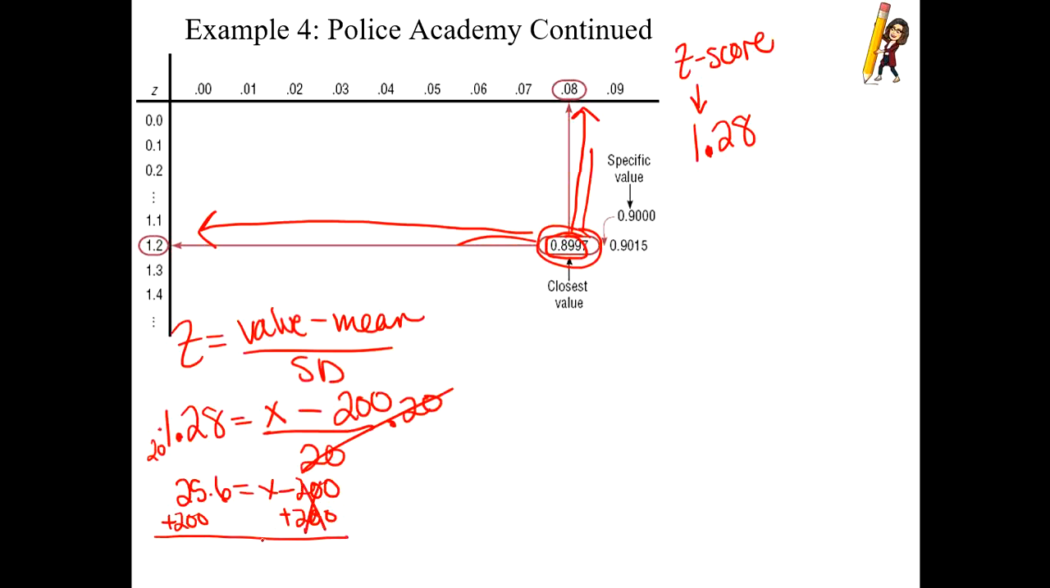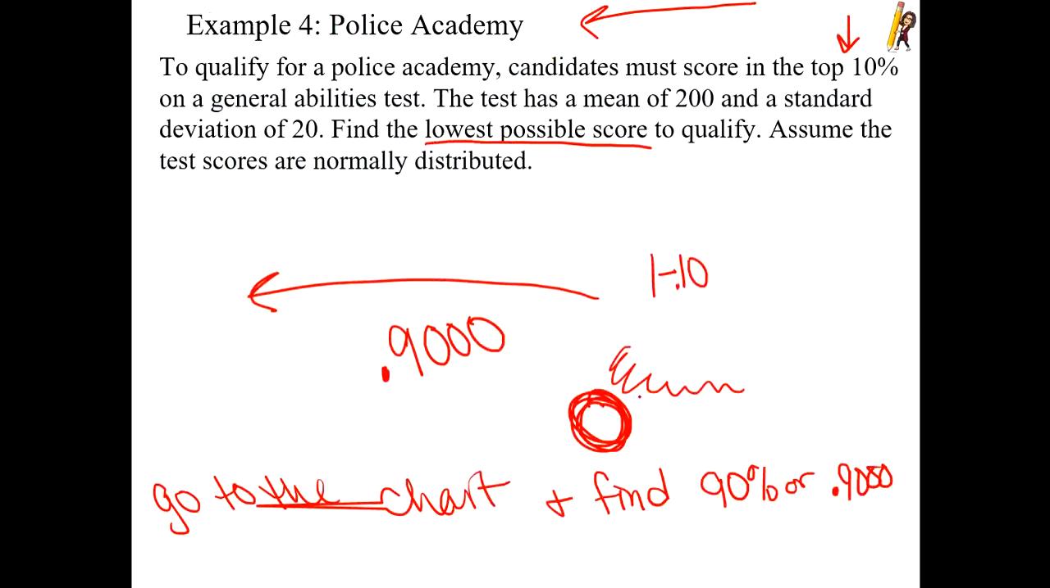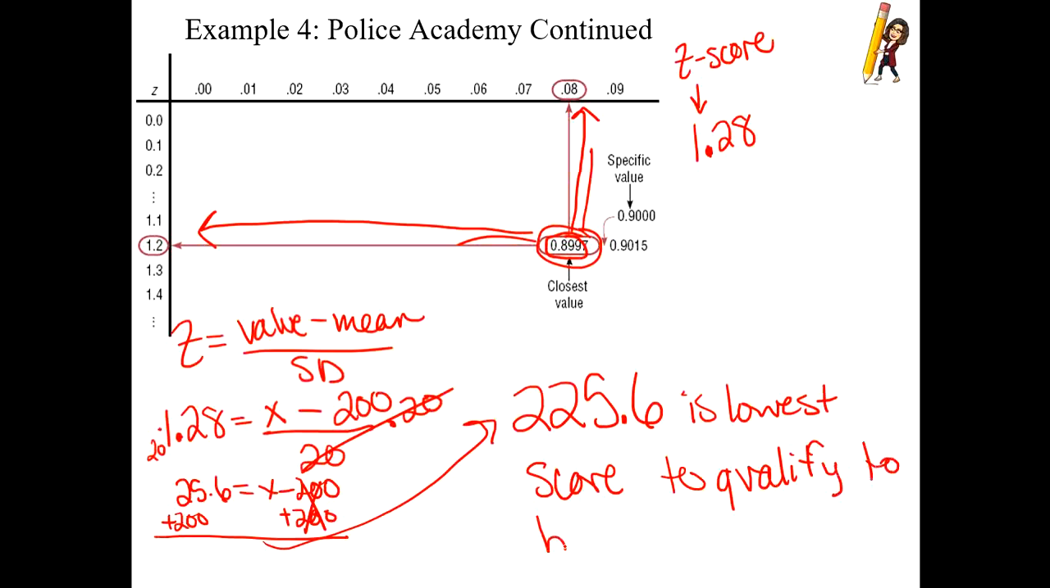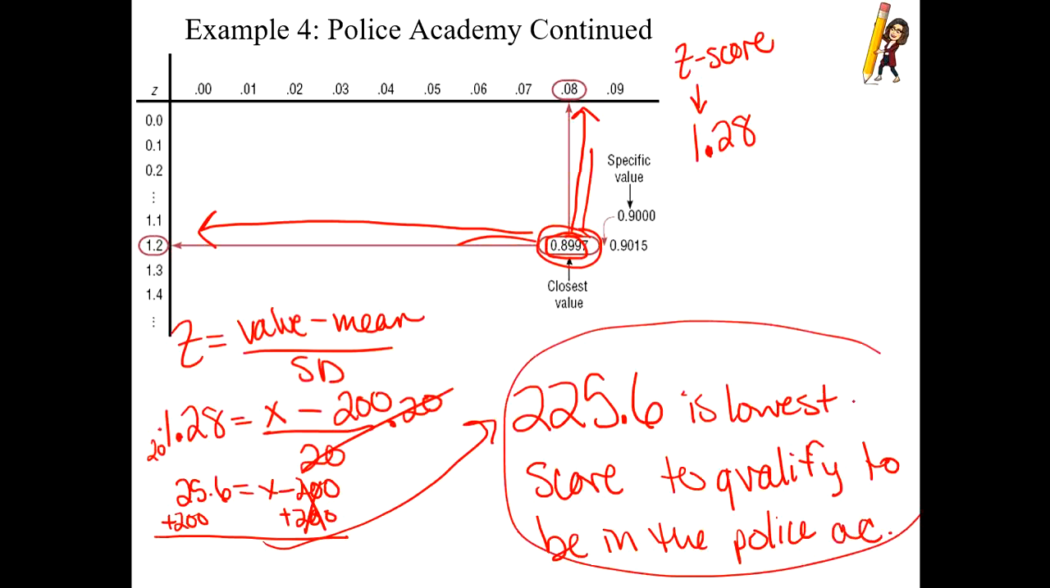These are going to cancel. I'll write my answer up here. 200 plus 25.6 is going to be 225.6. And what was that again? Find the lowest possible score to qualify. Okay, so that's what our title is. So 225.6 is the lowest score you can get to qualify to be in the police academy.